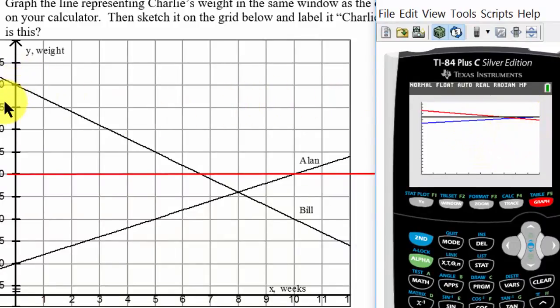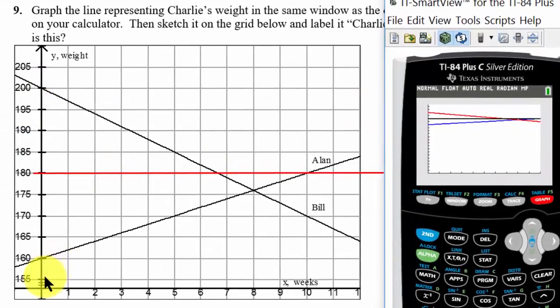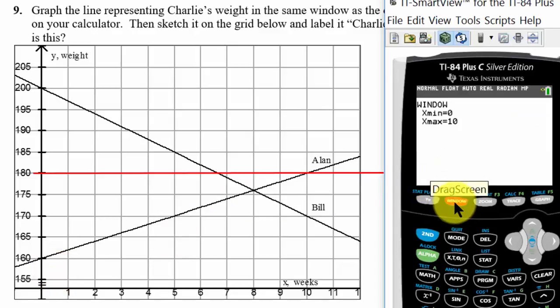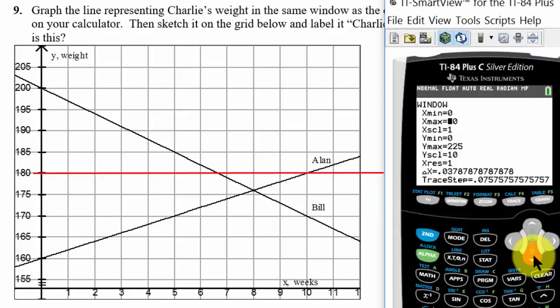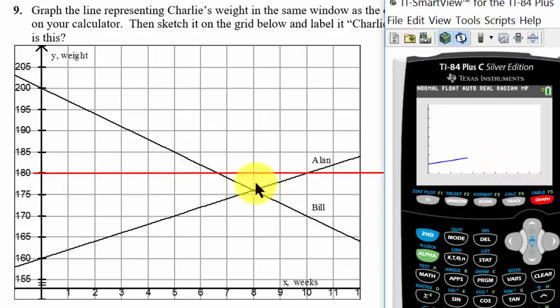Now you might say, how come my calculator doesn't look exactly like what we have in the book? Well, if you look in the book, notice that their first tick mark is 155, and I think ours, we started at 0. So if I change my window and I go down to y minimum, if I started at 150 or 155, let's use 150, and then I regraph, you'll see that my calculator graphs now look a little bit more similar to what was in the book. Right? It spaced it out a little bit.